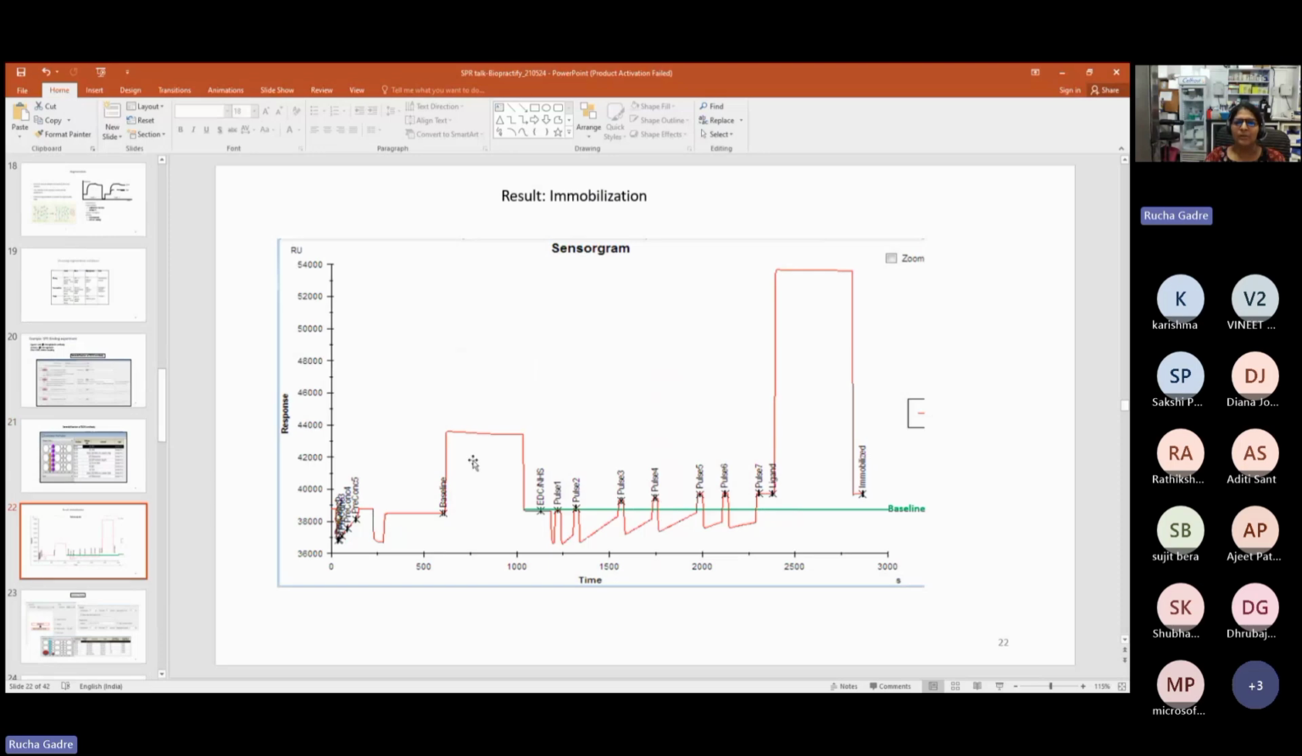So this is how typically the result looks. This is activation of the surface. Now we will pass the ligand, and then comes deactivation of the unbound. After binding of ligand, there will be a few unbound carboxymethyl groups which will be deactivated by ethanolamine, and we can see there is a difference between the baseline and the immobilized. So this is the level of immobilization we have achieved.